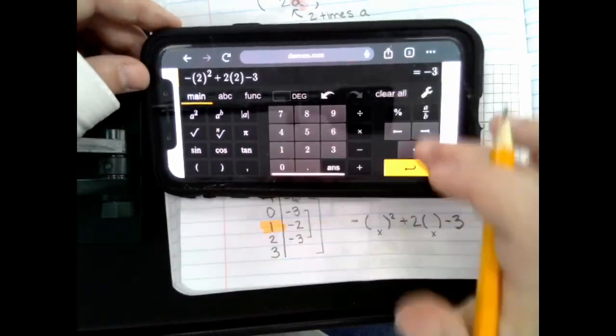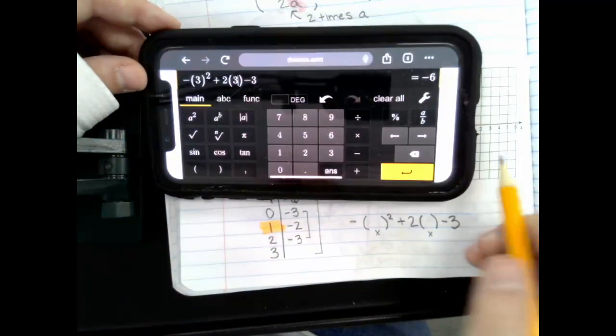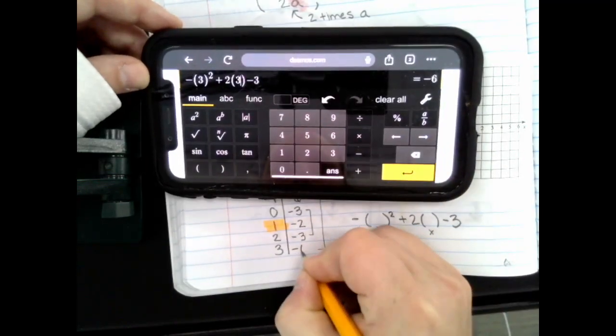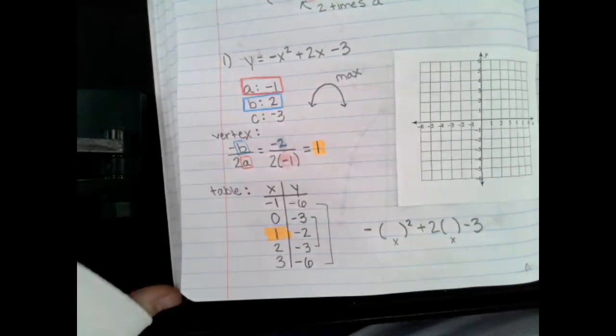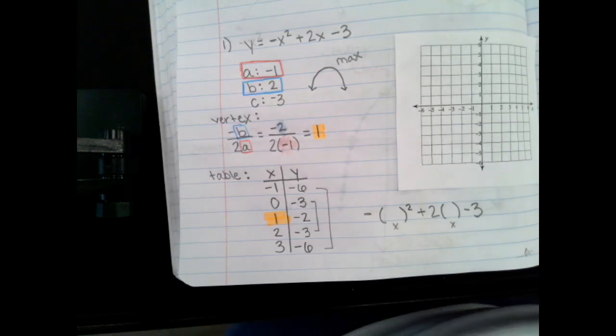So if I put in 3, this is a good way to check to make sure we did everything right. Did we get negative 6? Yep, we sure did. So that's a good way for us to check to see if we're doing it correct.